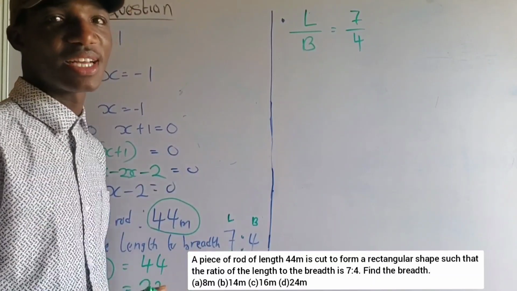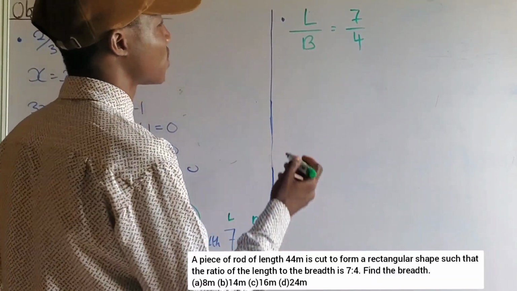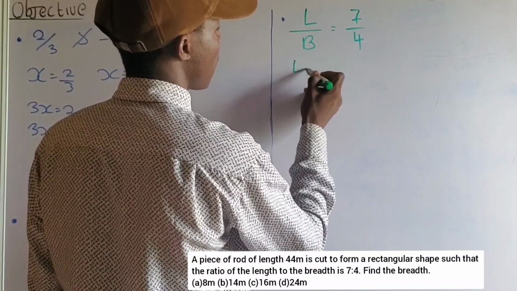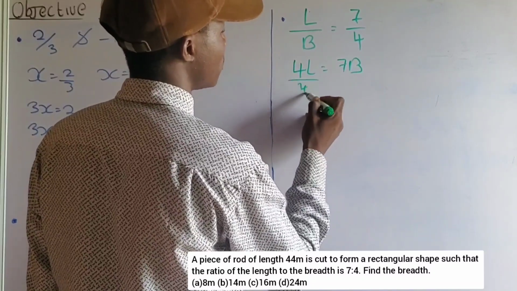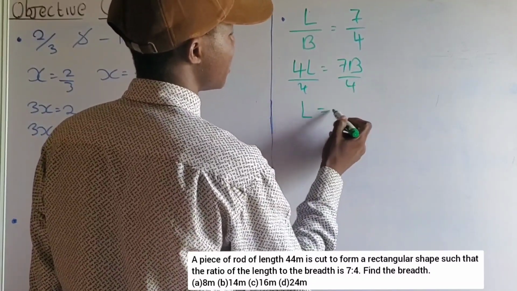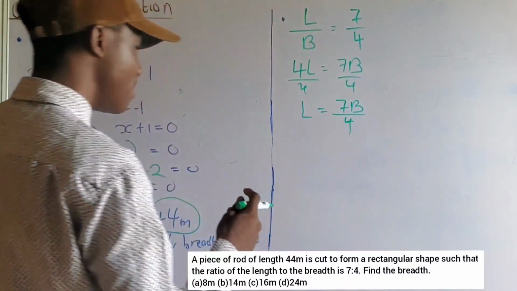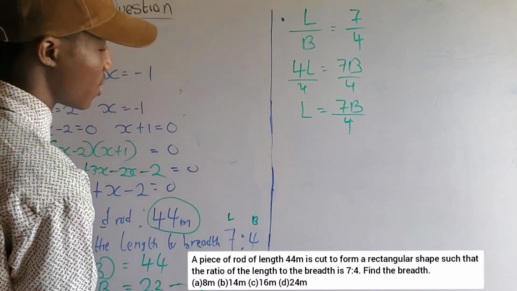Now the next step is that we are going to make the length the subject of the formula. If you cross multiply, you're going to have 4L is equals to 7B, right? So divide both by 4, this over 4 and this over 4. Length is equals to this over 4, right? Now, having made length the subject of the formula, you substitute the value of length into this equation. Call this equation 1, okay?